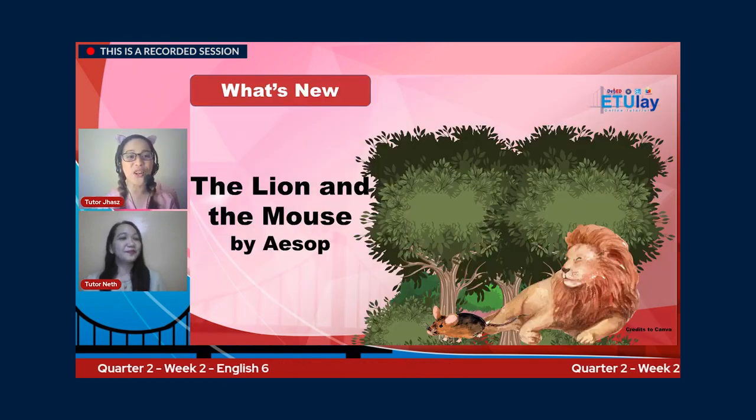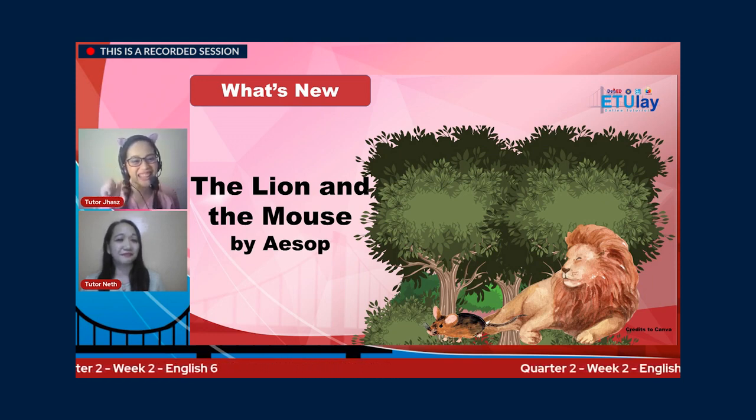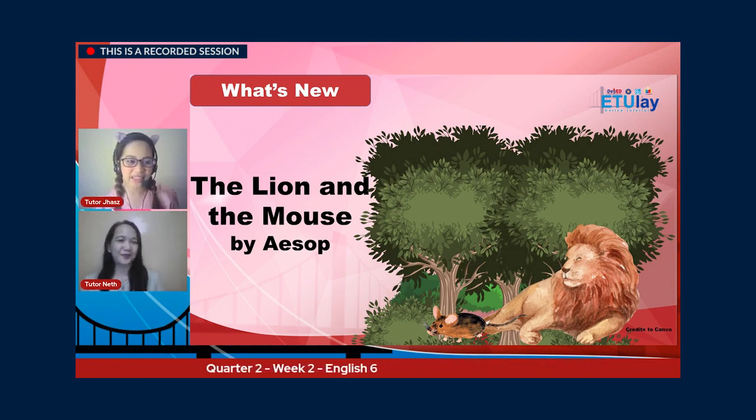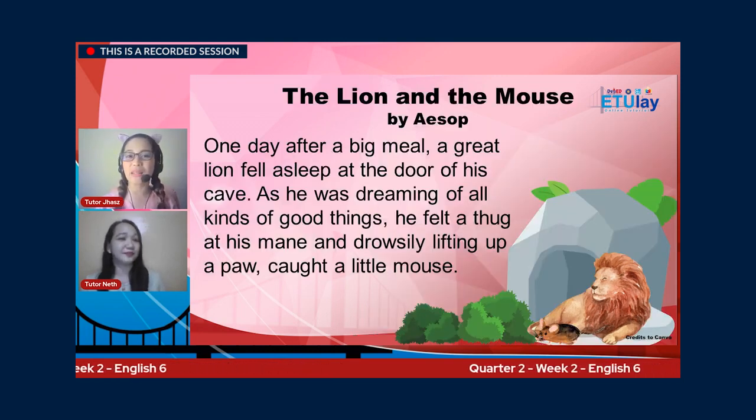And okay, for this What's New activity, we are going to have the storytelling. And the title is? The title of our story is The Lion and the Mouse by Aesop. And let's now start. The Lion and the Mouse by Aesop.